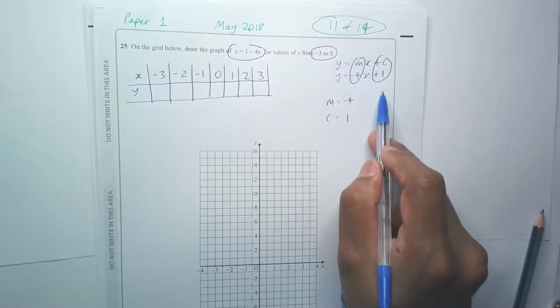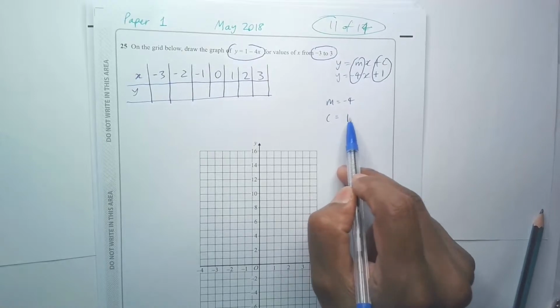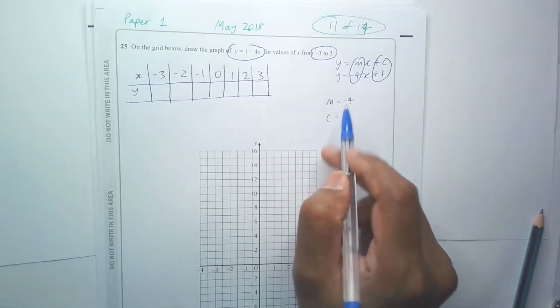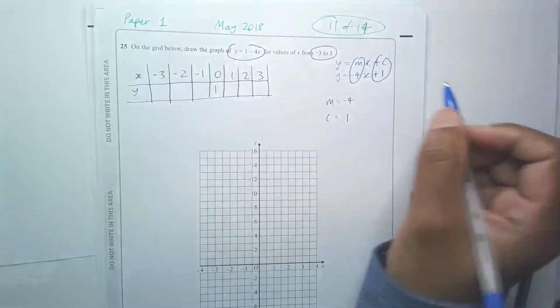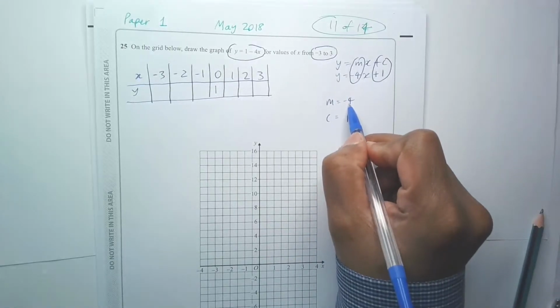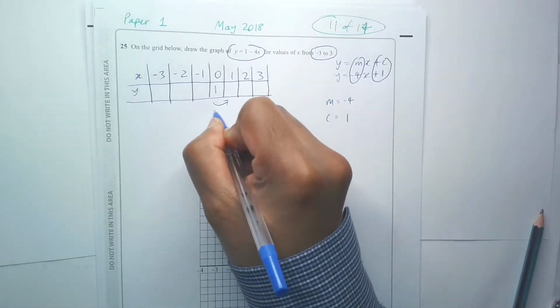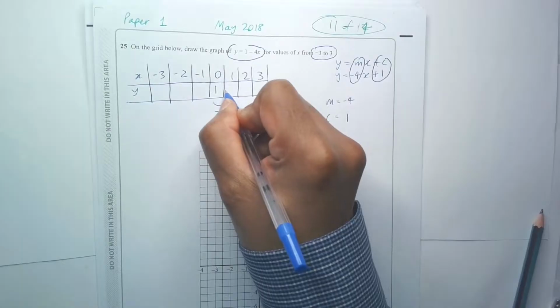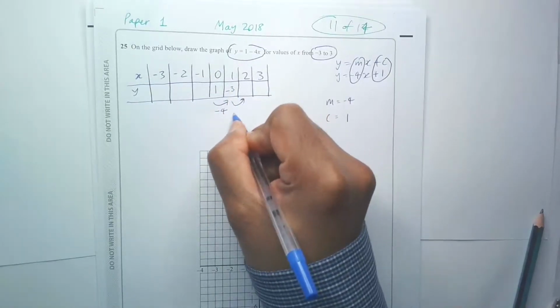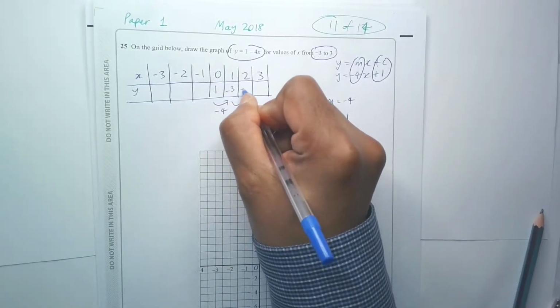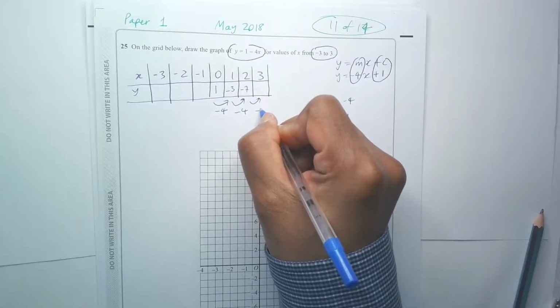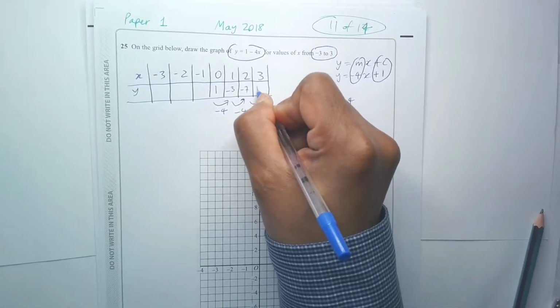So here, our c is 1. So that's when x equals 0. When x equals 0, I can just put 1 here. And now my m is minus 4, so I'm going to be taking away 4. 1 take away 4 is minus 3. Take away 4, minus 3 take away 4 is minus 7. Take away 4, minus 7 take away 4 is minus 11.